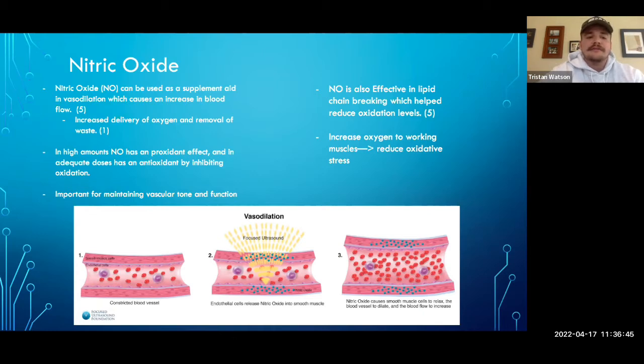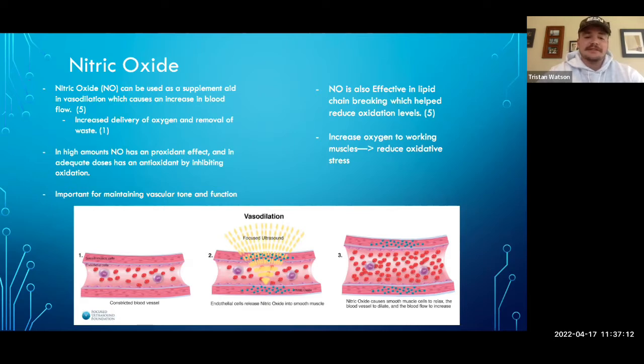So high amounts of nitric oxide has a pro-oxidant effect in adequate doses, but in inadequate doses, it could be a pro-oxidant, and in some situations, it could be an antioxidant, which inhibits oxidation. So there's a very fine line, and there's still a lot of studies trying to find out the proper dosage of this, because it could be a pro-oxidant or an antioxidant, which is really interesting here.